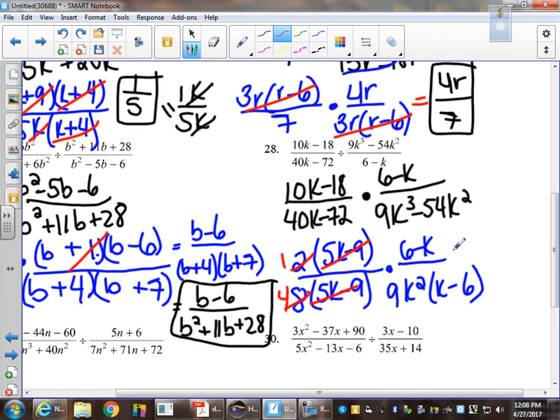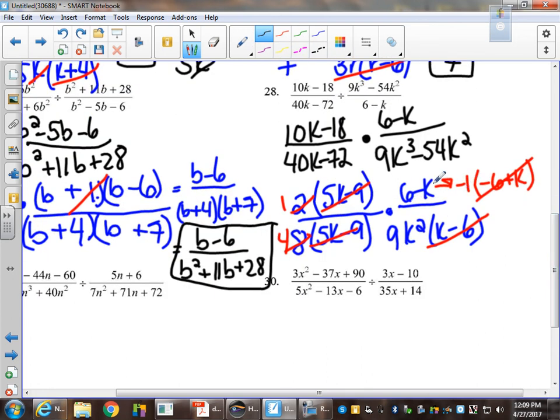And now, kind of like what we talked about last week. So we have 6 minus k and k minus 6. These do not mean the same thing. So let's pull out a -1 from this so that we get -6 plus k. And now these mean the same thing, so we can cross these away. We still have a negative 1 on top. So everything that we're going to multiply is negative 1. This crosses away. Negative 1 times 1 is negative 1. 4 times 9k squared would be 36k squared.